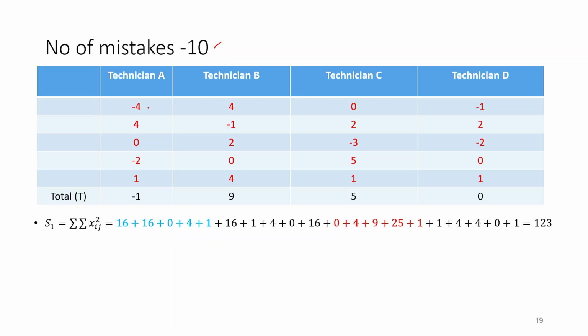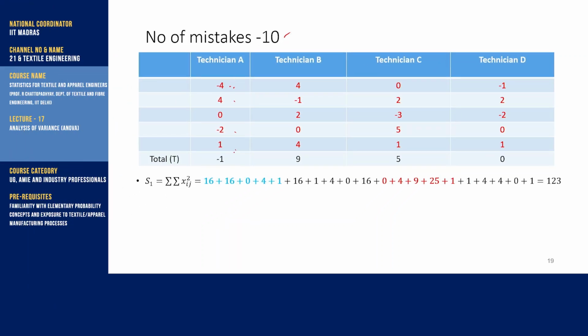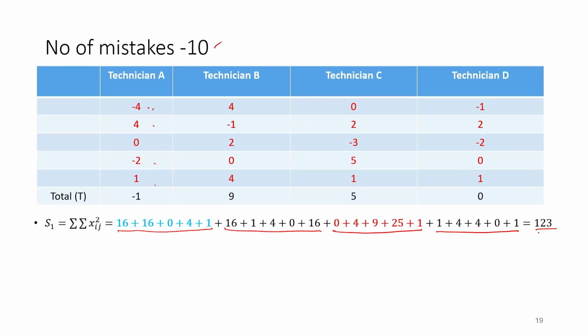So you find out the total under each column, and then find out the value of S1. S1 will be, you square each of these. So you have to have another table where you put the square values, or you can write the square values on the side. So these are the squared values of technician A. This is for technician B. This is for technician C. This is for technician D. And if we add them all, we get a figure 123.